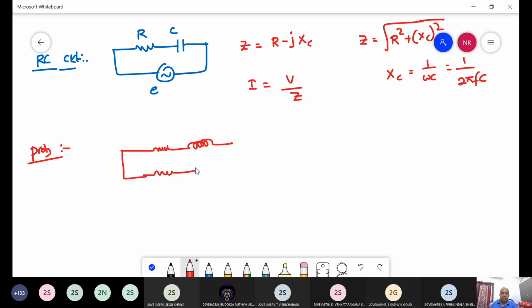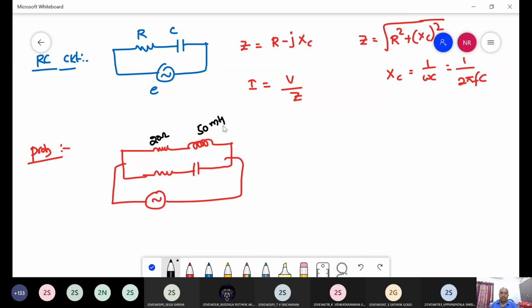then resistor and capacitor, this is connected to the supply voltage. Okay, so here the resistor is 20 ohms. Here the inductor value is 50 millihenries. Then here the resistor is 30 ohms. Then here 100 microfarads. The supply voltage is 200 volts, 50 hertz supply.